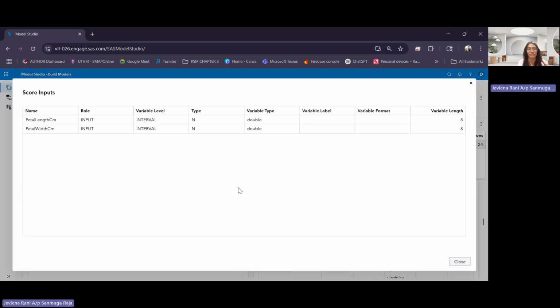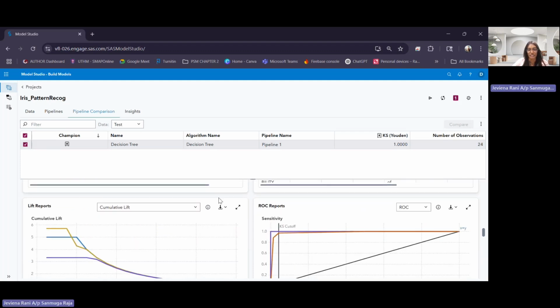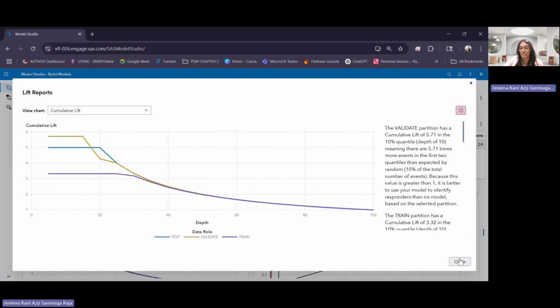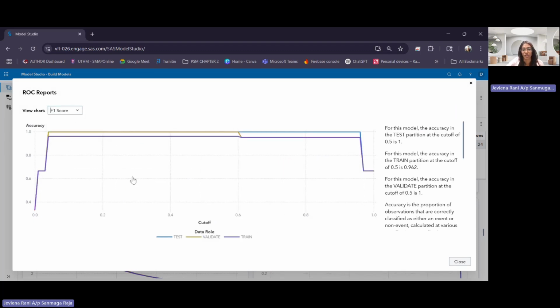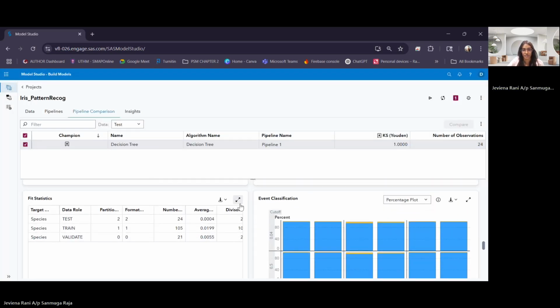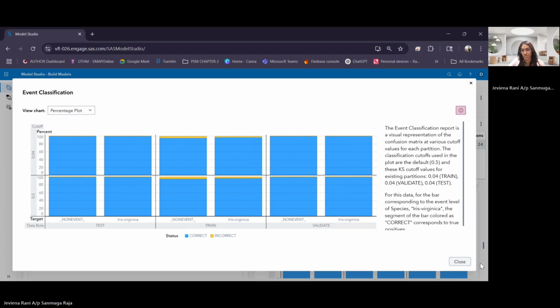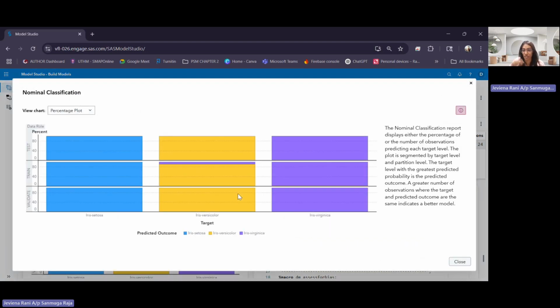In the score inputs, as mentioned, the variable targets were petal length and petal width. And this is the leaf report, cumulative leaf report for decision tree, as it is our champion model. And the ROC. This is the accuracy chart to support our findings, and this is the F1 score to also support our finding, as it is at a score of 1. This is the fit statistics. And this is the event classification, as it has a lower number of incorrect data. And this is the nominal classification for the type of flower, our target variable. Percentage plot. We have count plot as well.